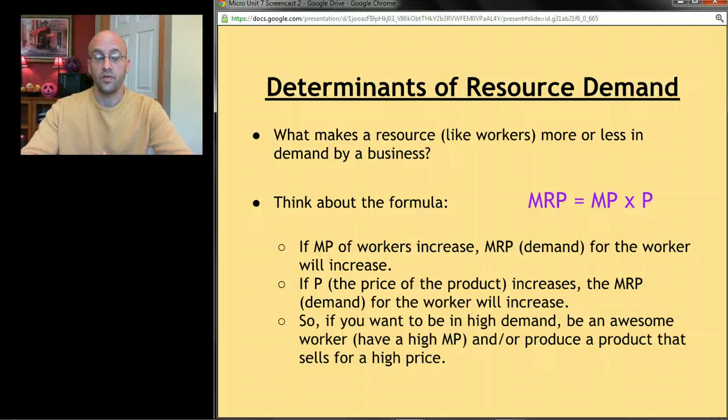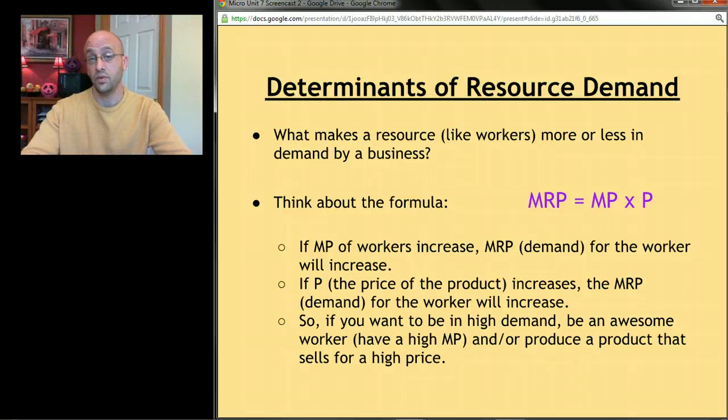So if you're a worker and if you want to be in high demand, you have two options. You have to either be an awesome worker, have a high marginal product, or you have to produce a product that sells for a high price. I'll give you an example. Before my stint as a teacher, I was a corporate lawyer, and we billed by the hour. So the marginal product for us was essentially how many hours we can bill. Well, there's a reason that I got paid so much as a corporate lawyer and I don't get paid so much as a teacher. In terms of being a corporate lawyer, my marginal product was pretty high.